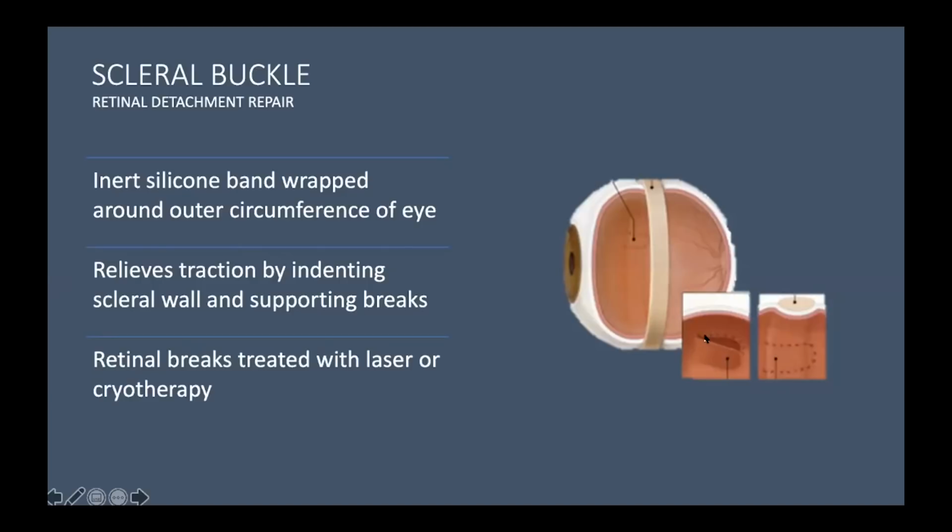So here you can see the retinal tear with the flap open, and the silicone band is often placed immediately adjacent to that, and it relieves any traction on this flap so that the tear can lay flat and supports those breaks. Simultaneously with the scleral buckle, cryopexy or cryotherapy will be applied to the breaks in order to create an adhesion around the retinal tears.